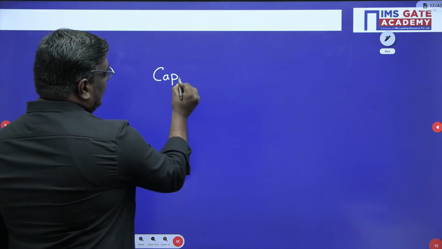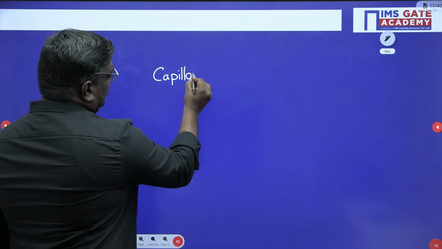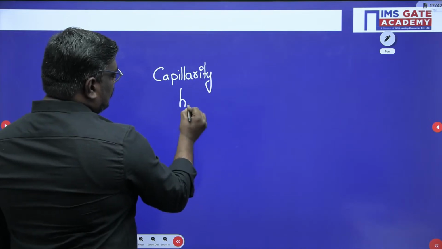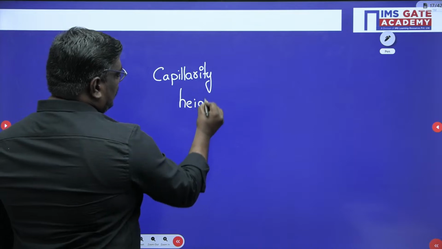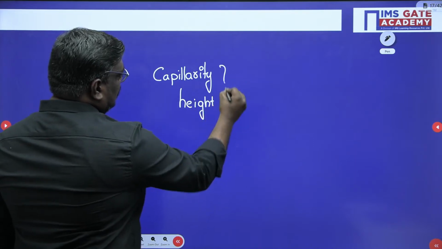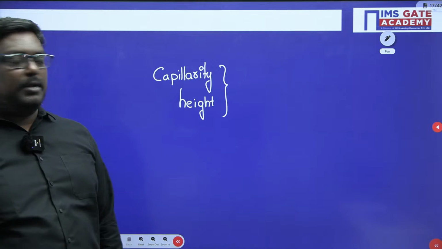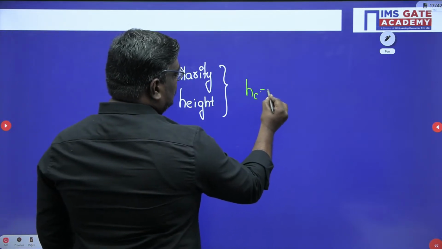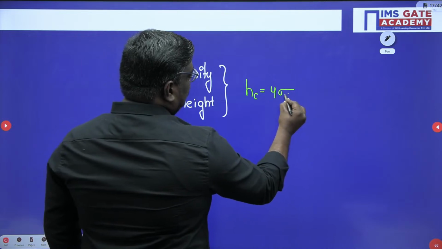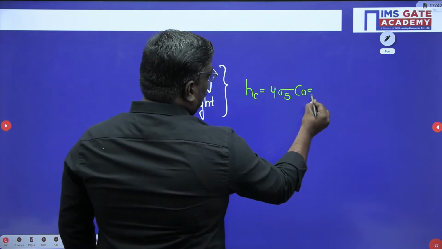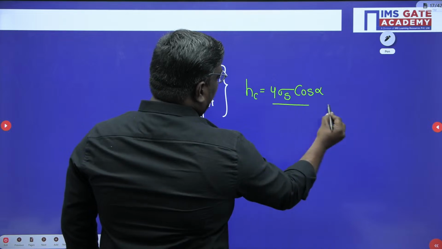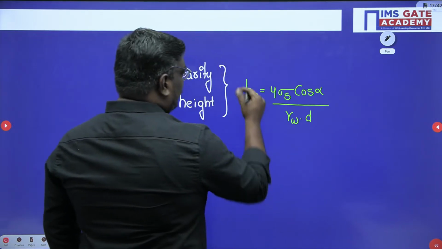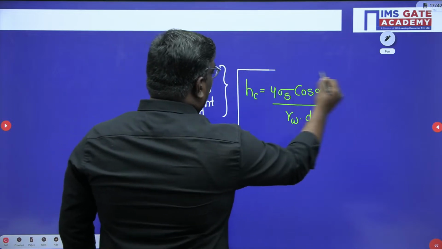Now see, students, you might be knowing, how do you calculate capillary height? How do you calculate capillary height, students? Capillary height HC is calculated as 4 sigma s cos alpha divided by gamma w d.